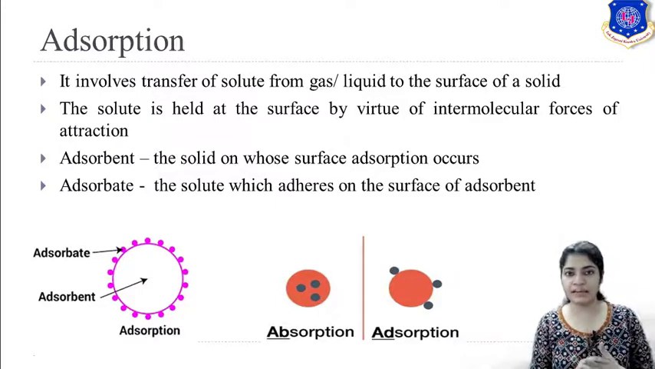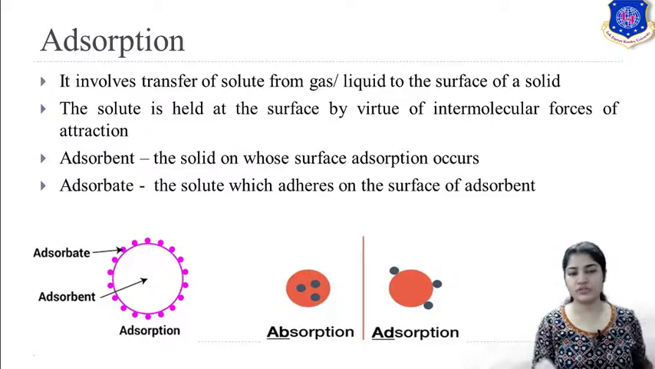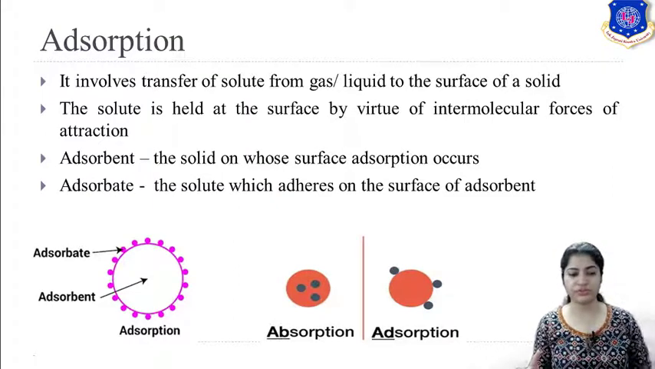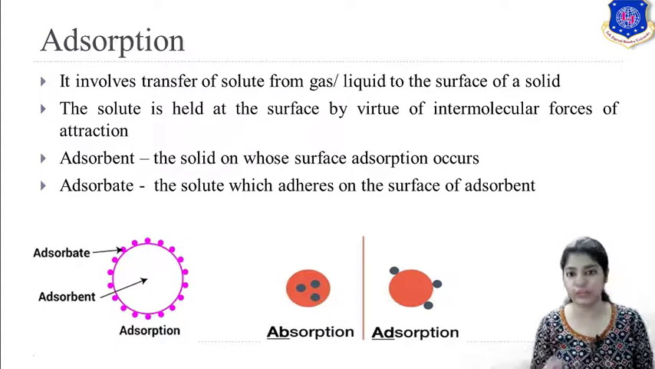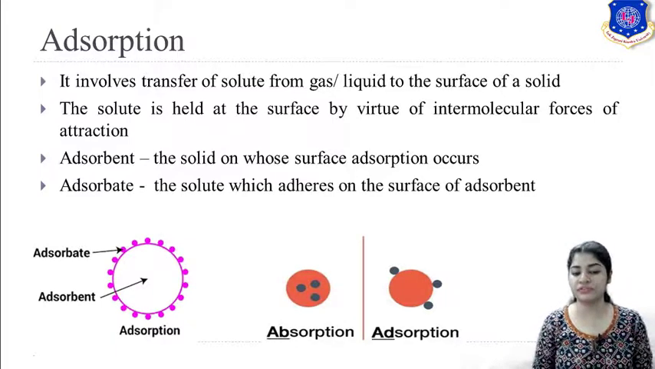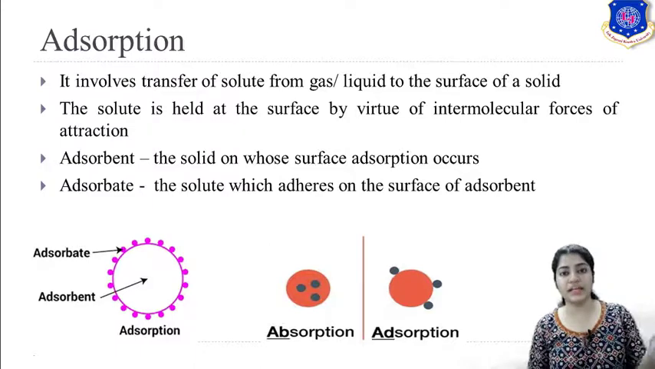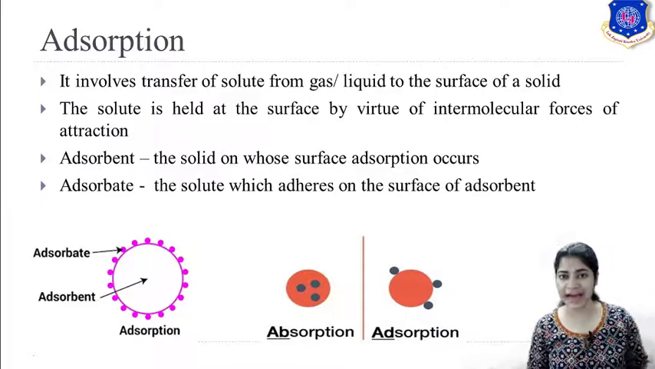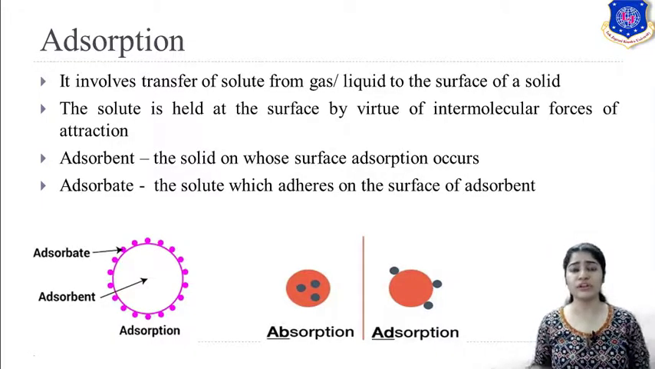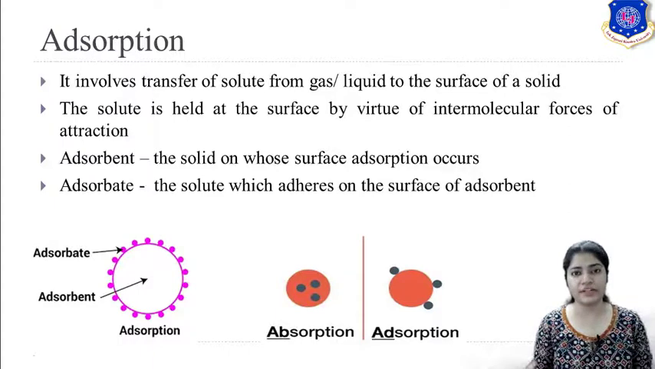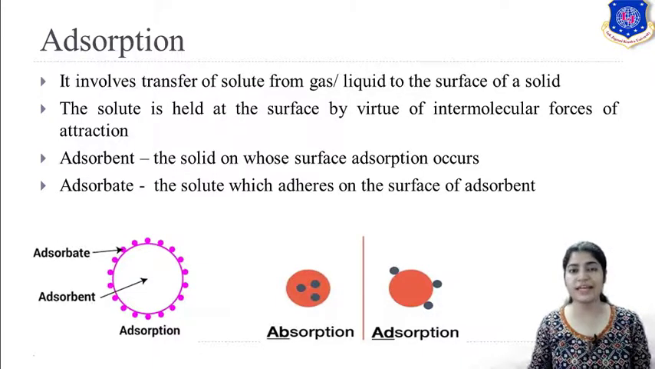So here you can see in the image, adsorbate and adsorption process is shown. So first of all, these technical terms, what is adsorbent? The solid on whose surface adsorption occurs, that is your adsorbent. Adsorbent means the another solid which you are taking so as to stick solute molecules from the gas or liquid mixture, on which the adsorption occurs, that is your adsorbent. Now, what is adsorbate? The solute which adheres, means sticks, on the surface of this adsorbent, that is your adsorbate.